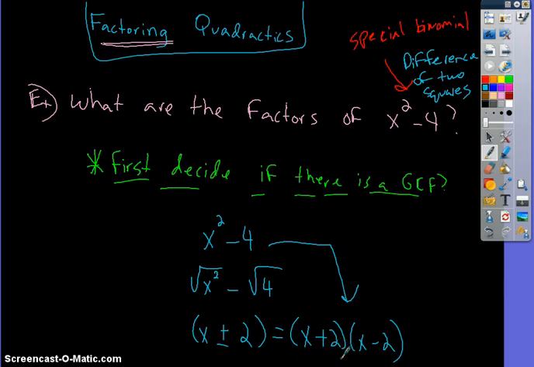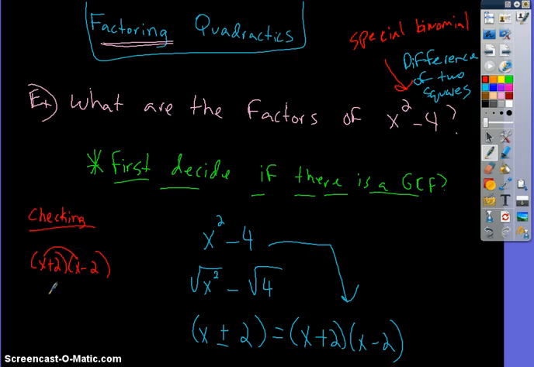What are factors? They're numbers that multiply together to be the larger number. So that means if I multiply these together, I should get x squared subtract 4, right? So let's check it out. Actually multiply those together someplace and see if it gives you x squared subtract 4. So I'll check it over here.